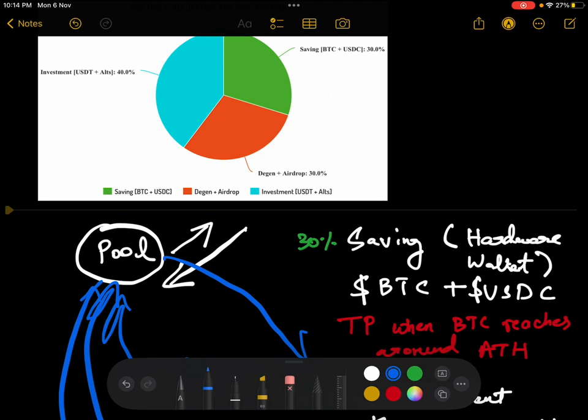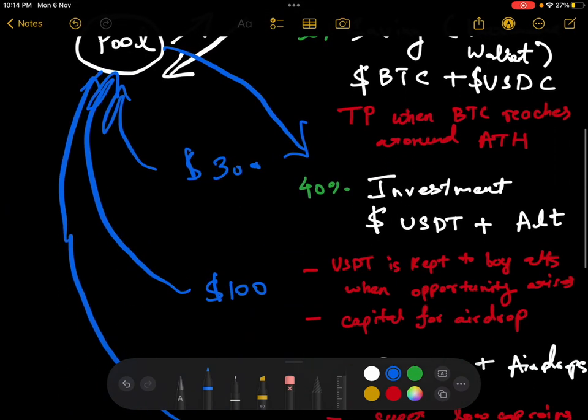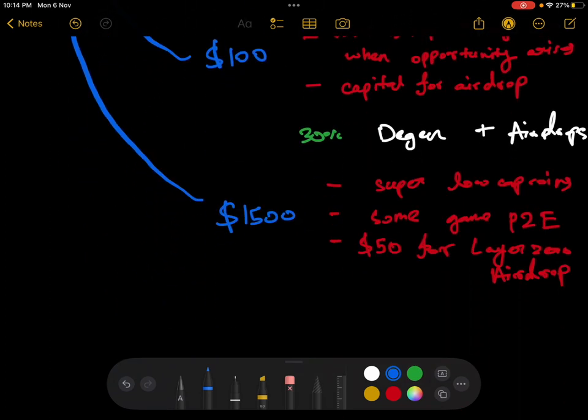So how to take profits is basically when Bitcoin reaches all-time high. In investments, whenever any altcoin does 2x, I take out the seed money or initial investment. And the last one is pretty straightforward. It's just profits. Whenever I get any profits, I send it to the pool.